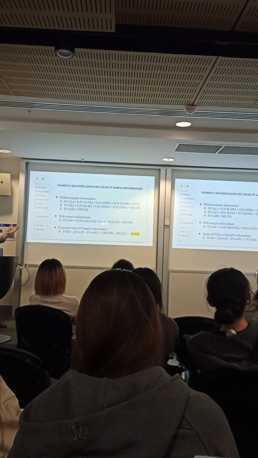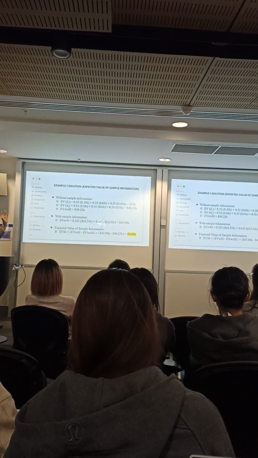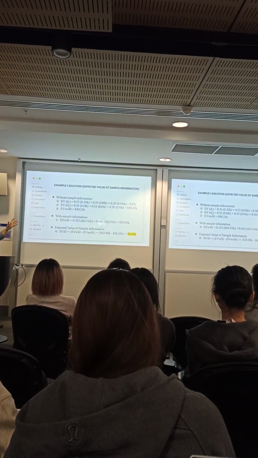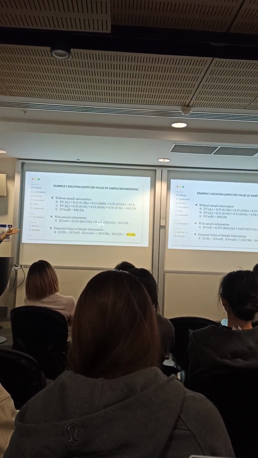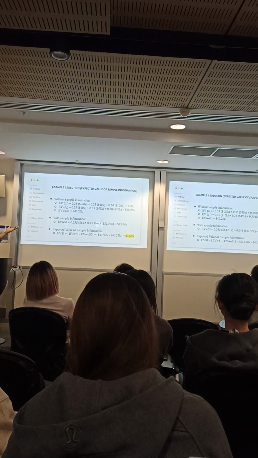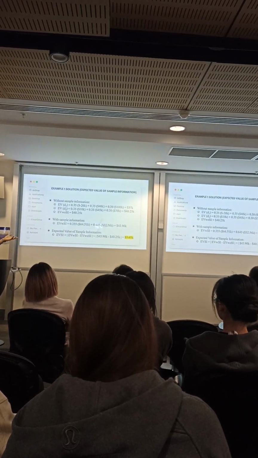And then to answer the second question on the EVSI, we need to calculate the EV without SI, which is the sum product of the prior probabilities with the possible payoffs. And then we need to calculate the EV with SI, and we need to see the difference here, 3.65.